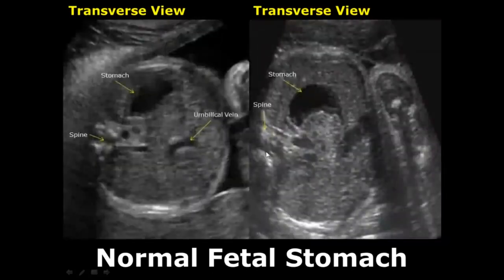Here are more transverse views of the stomach. Here they have different shape and a different size as compared to the previous images. The filling of the stomach depends on the swallowing of amniotic fluid by the fetus. Here we can see the umbilical vein and here is the stomach. And here is the spine, hyperechoic with shadowing.